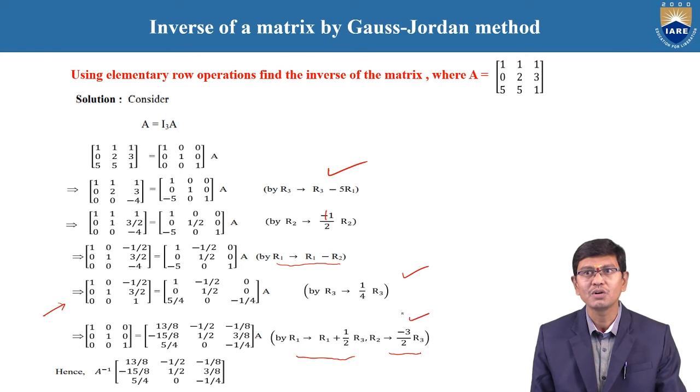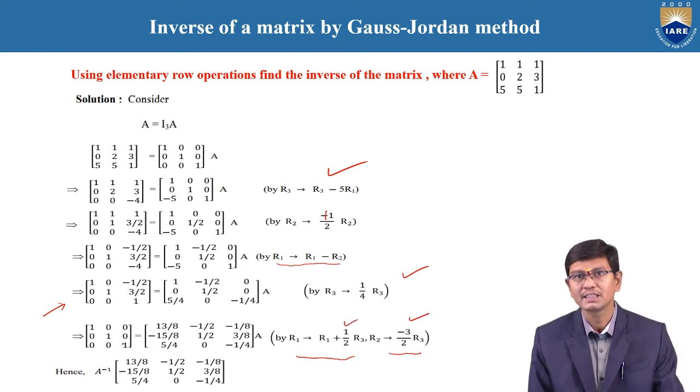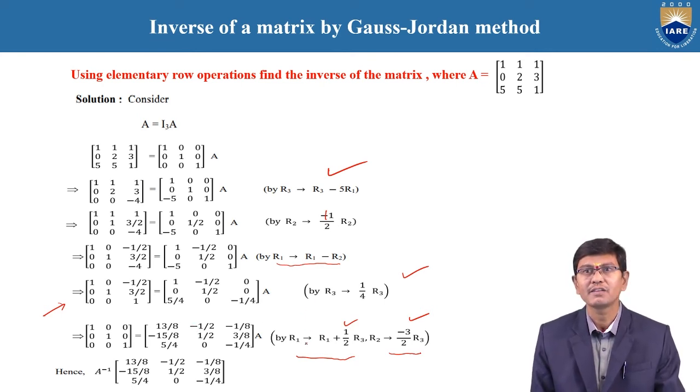By using these two operations, when we apply them on the LHS of the given matrix, clearly the matrix is reduced to the unit matrix of order 3, that is nothing but 1 0 0, 0 1 0, 0 0 1. At the same time, the right side of the matrix also changes when we apply R1 and R2, these two operations.